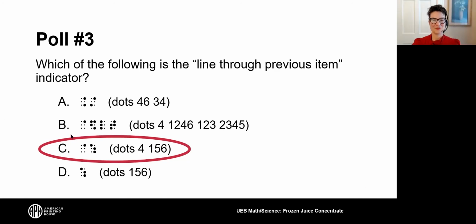The answer choice B is an interesting one because it's the transcriber defined shape indicator followed by the letters LT, which might be a tempting construction for the line through something shape if we didn't already have a UEB symbol for it, but we do. We have a UEB specifically assigned indicator for line through previous items. So we don't need to wade into that transcriber defined shape territory.